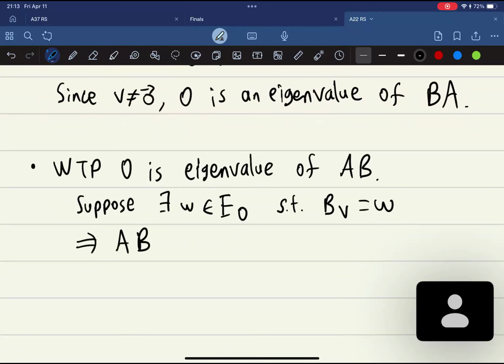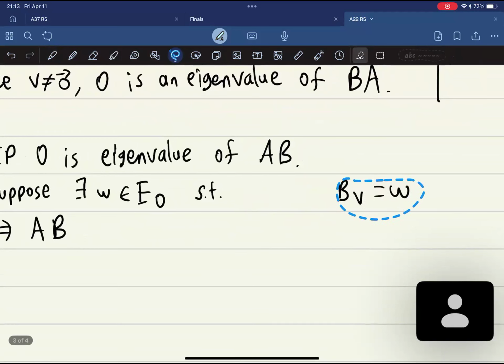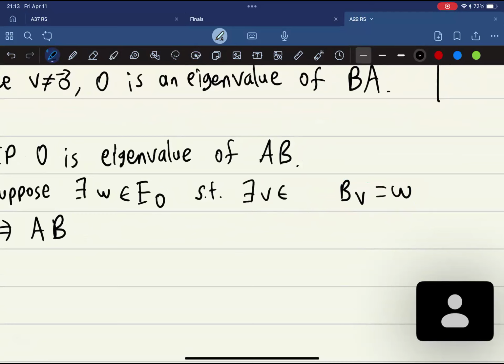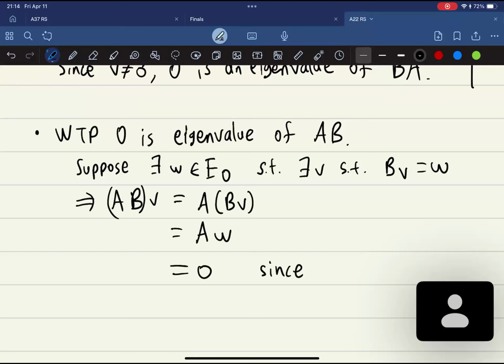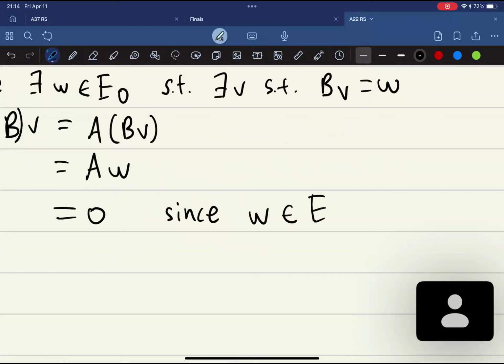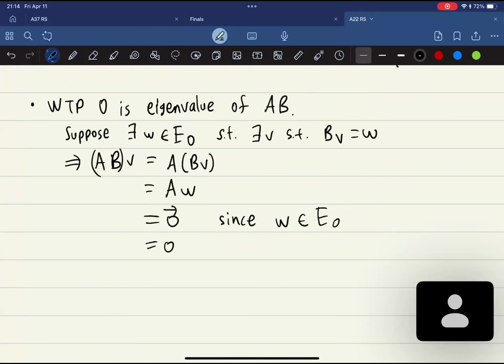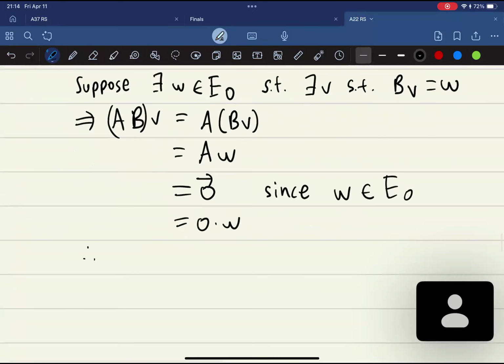Then this implies that ABV is equal to AB of V, which is A of W, and this is 0 since W is in the eigenspace, which is equal to 0 times W. Therefore, in this case, 0 is an eigenvalue.